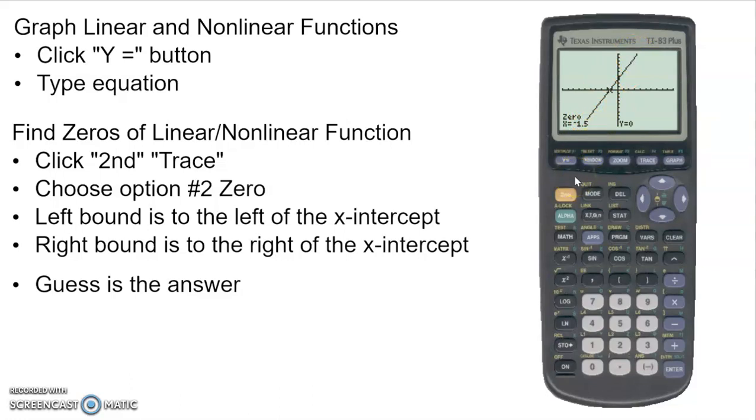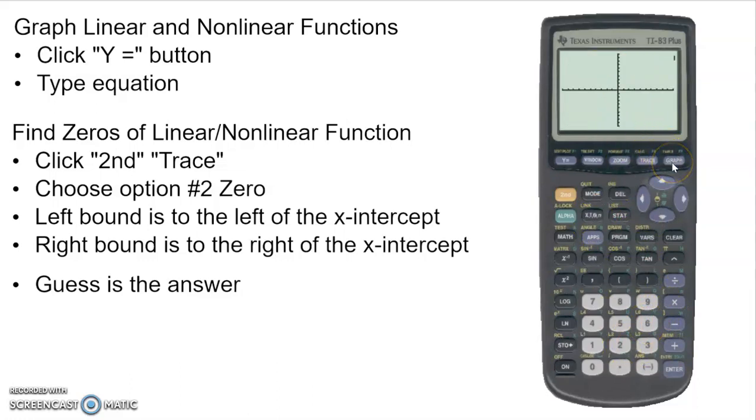Now let's go through a nonlinear example. Again, I'm going to hit the y equals button. In my y equals, I have my old equation, so I'm going to clear that one and type in a new equation. This one's going to be a quadratic, which means it's parabola shaped. So I'm going to hit x, then x squared to put the exponent on it, and then plus 2x minus 6. So this will be a trinomial.